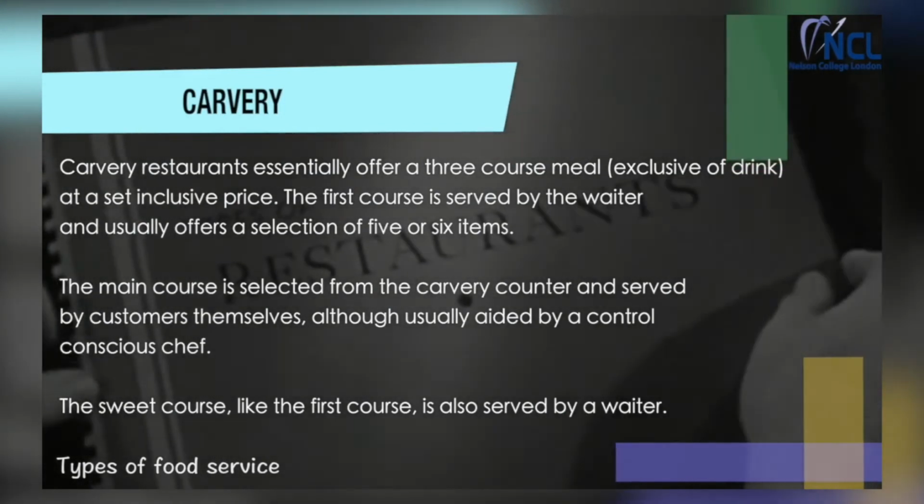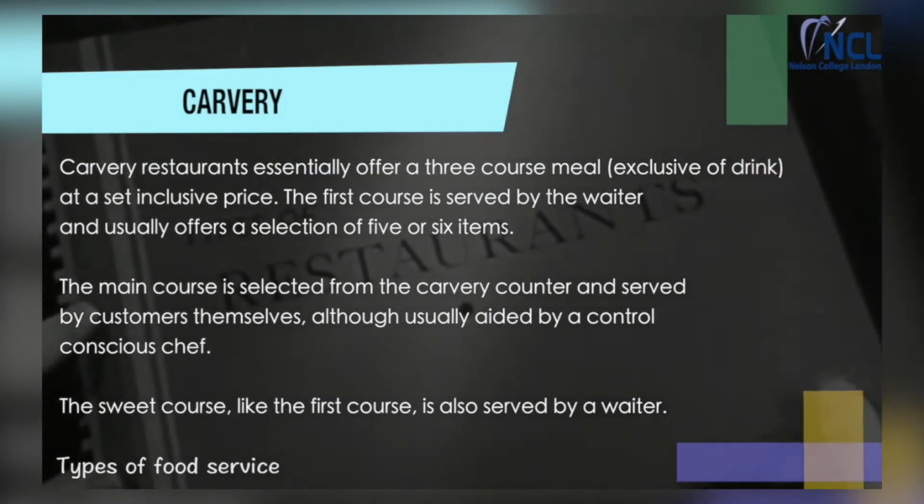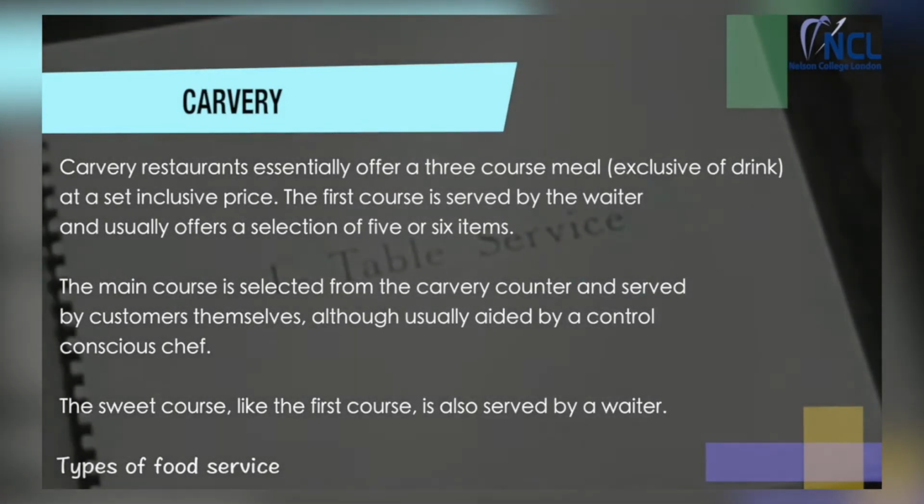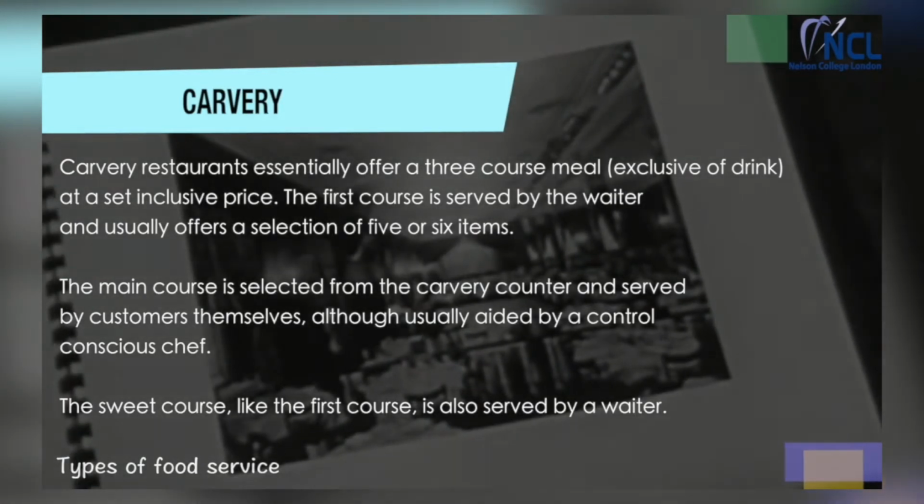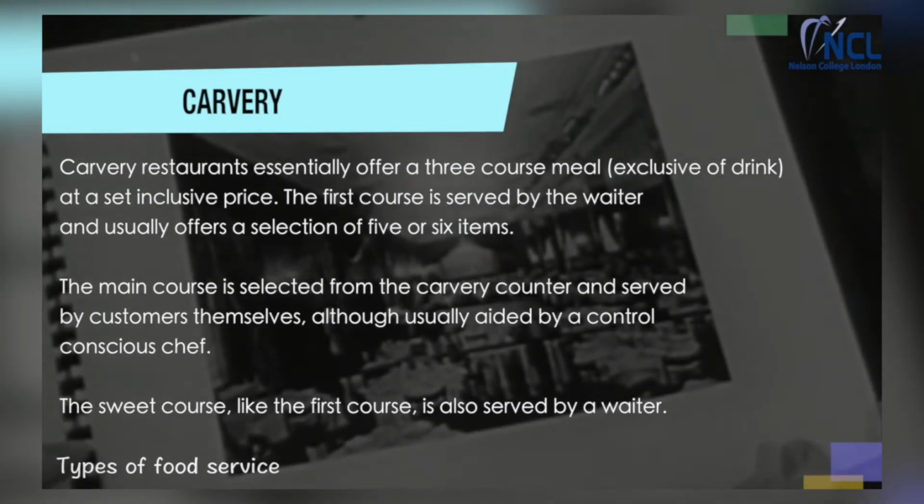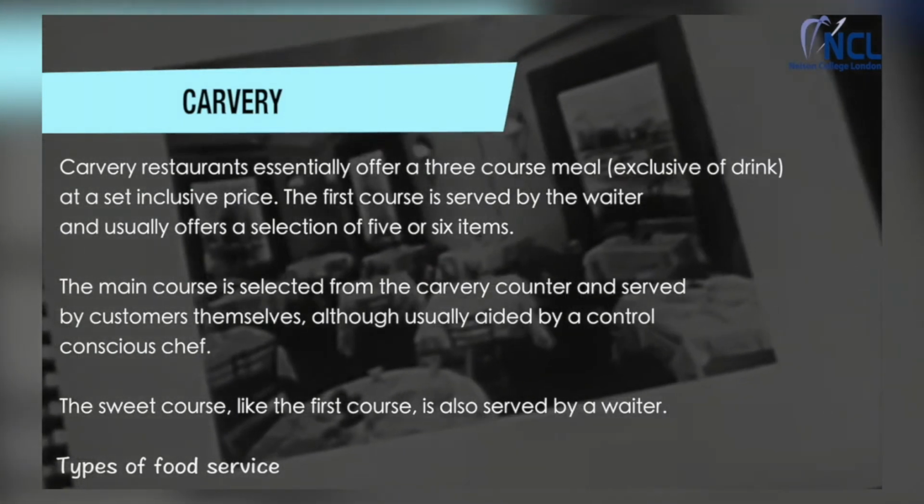Carvery restaurants essentially offer a 3-course meal, exclusive of drink, at a set inclusive price. The first course is served by the waiter and usually offers a selection of 5 or 6 items. The main course is selected from the carvery counter and served by customers themselves, although usually aided by a control-conscious chef. The sweet course, like the first course, is also served by a waiter.